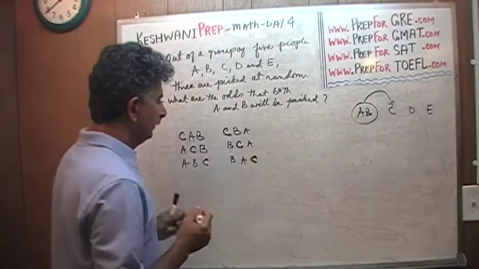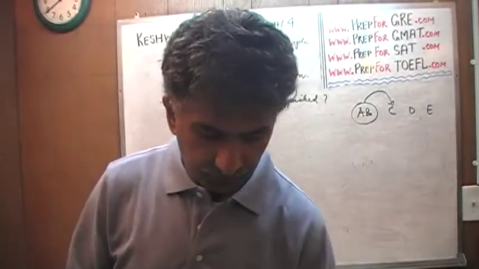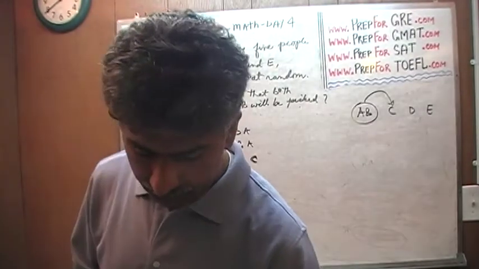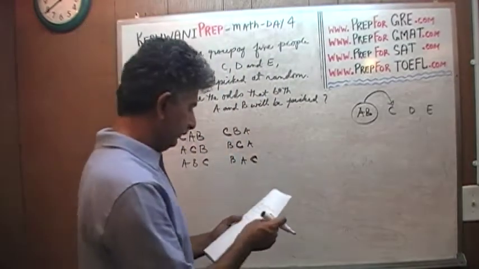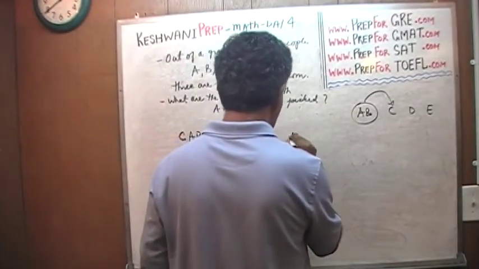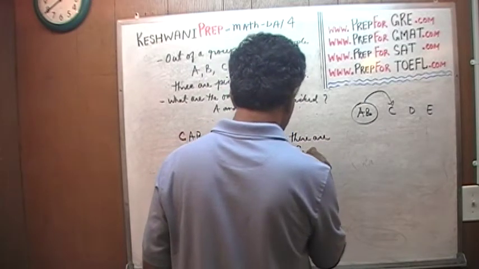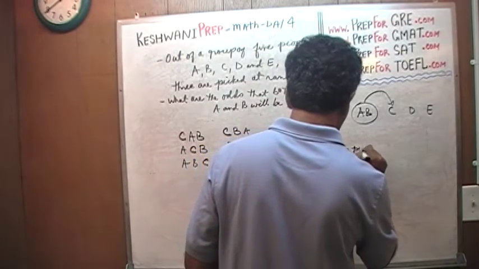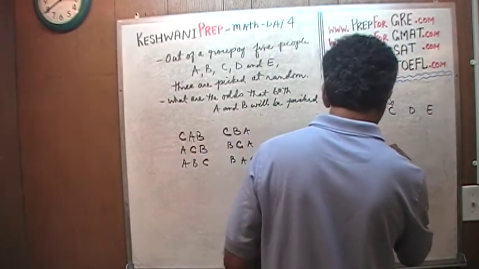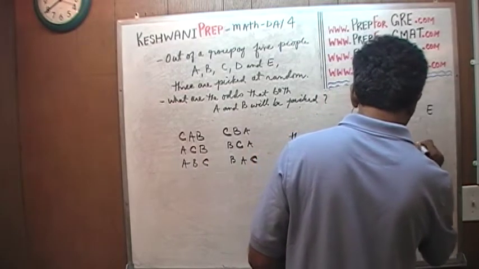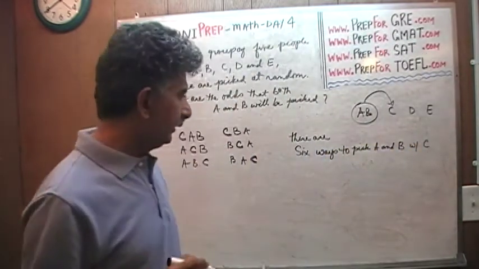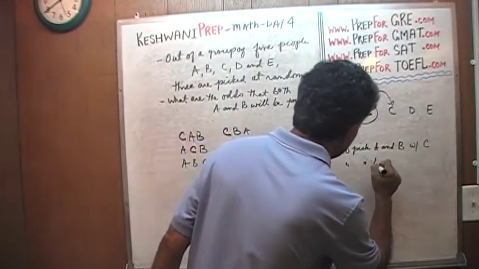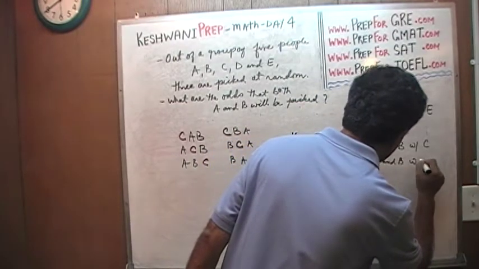So as you can see, there are 6 different ways that we can pick A and B with C. Similarly, there are going to be 6 different ways to pick A and B. Let's put it here. There are 6 ways to pick A and B with C. Similarly, there are going to be 6 different ways to pick A and B with D.